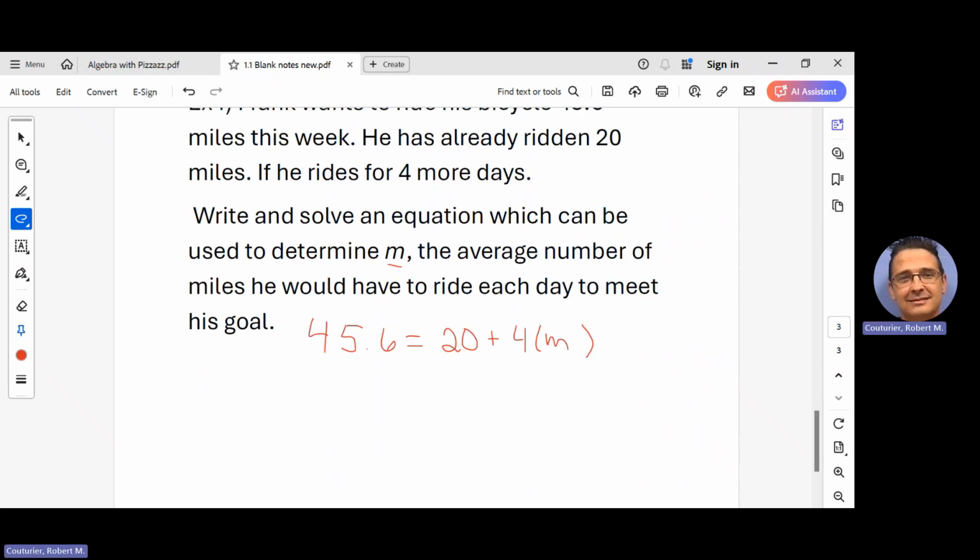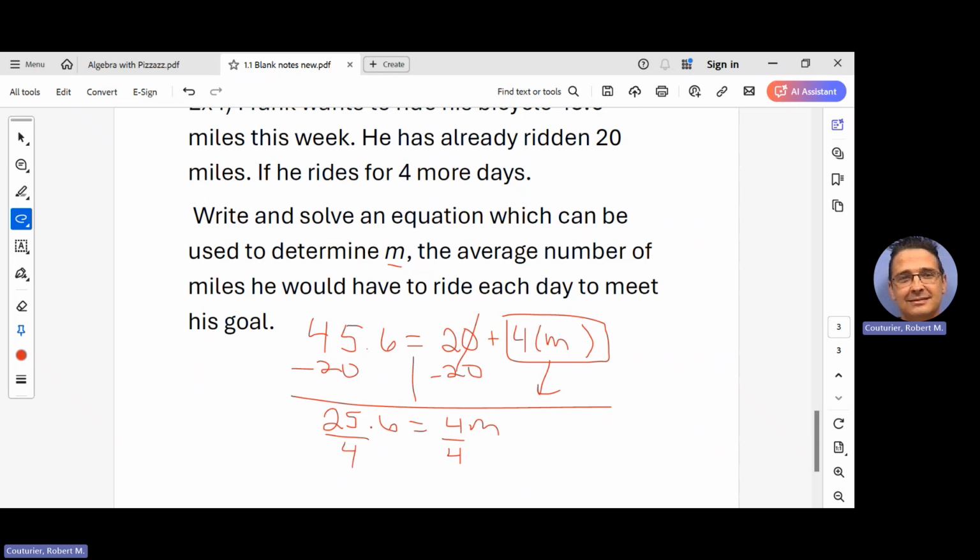So that's the equation. Now this goes right back to where we started. If we go to solve for m, subtract your 20. That gives us 25.6. Those cancel, and then we bring down the 4m. One last step, that m is not by itself yet, so we have to divide by 4. And if we divide one side by 4, you have to divide the other side by 4.